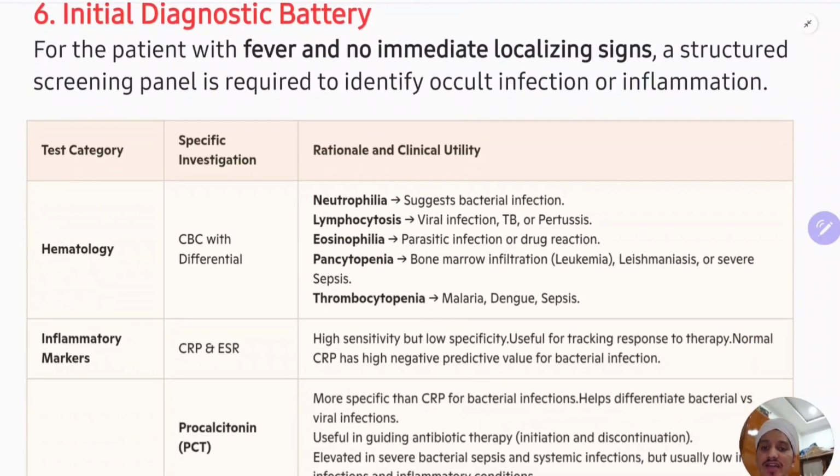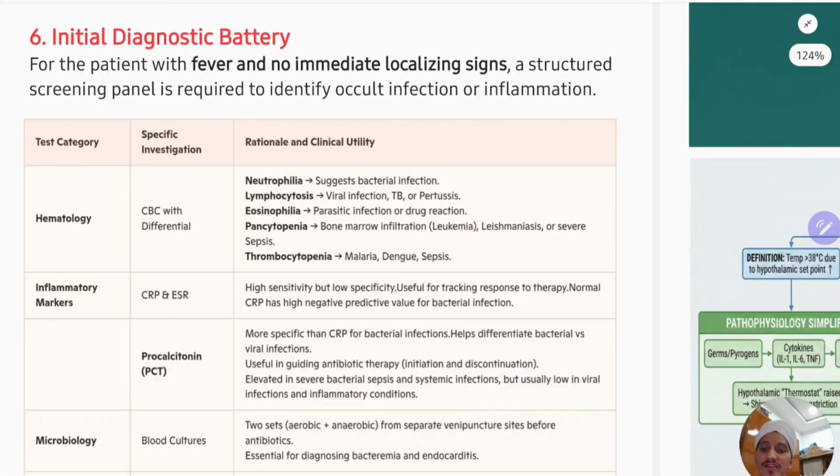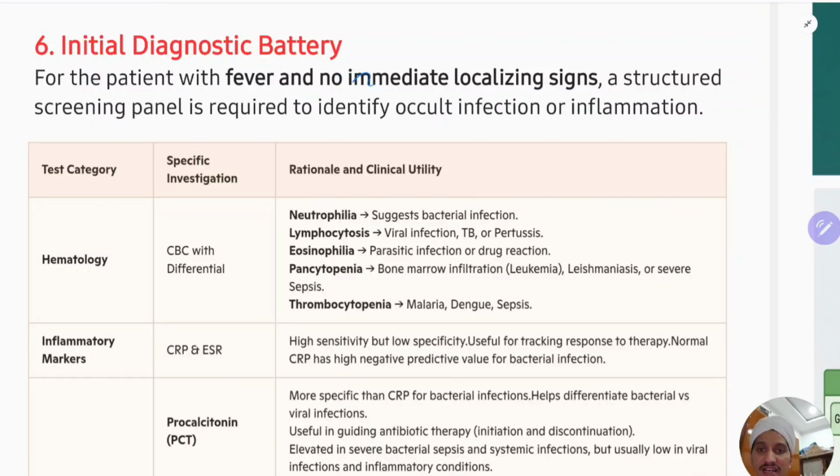Now coming to the initial diagnostic tests. Now you have documented and characterized the fever. You have taken a proper history, proper exposure history, and asked about localizing signs and symptoms, and examined also. But you have documented the fever, but there are no immediate localizing signs for the patient. Immediate here means less than 4 days. Remember this one, this is according to Merck's Manual of Medicine. For a patient with fever, no immediate localizing signs, and duration of fever less than 4 days, and the patient is not in sepsis, does not have any red flags, and is stable, for the first 4 days you should not do anything. After 4 days, you can plan.